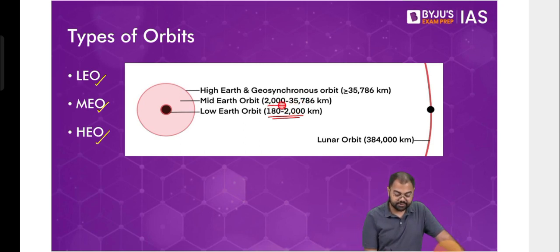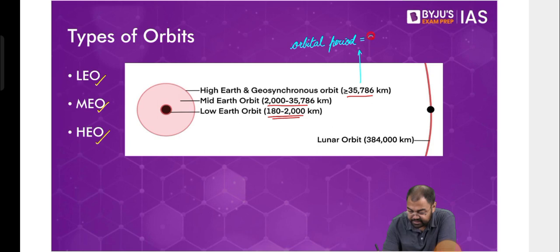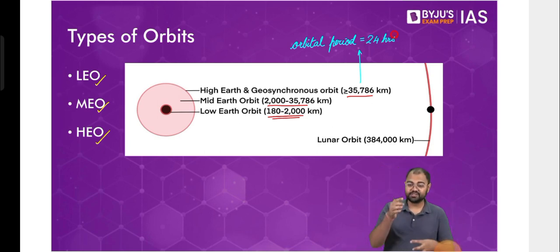Mid-Earth orbit starts from 2000 kilometers and goes up to 35,786 kilometers, and high Earth orbit is at or above 35,786 kilometers. Now, why this specific number? Why 35,786 kilometers? The reason is that this is the height where the orbital period, the time period of revolution, is 24 hours, meaning that it takes 24 hours for a satellite at 35,786 kilometers to complete one revolution.